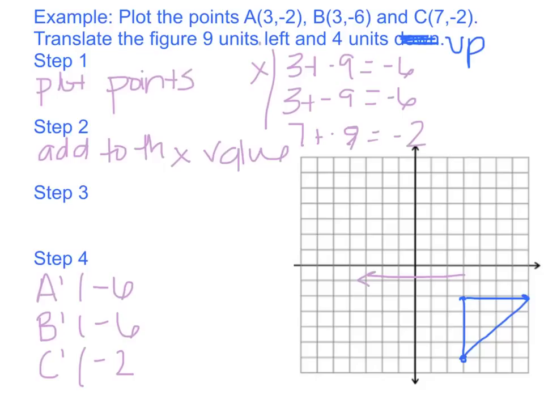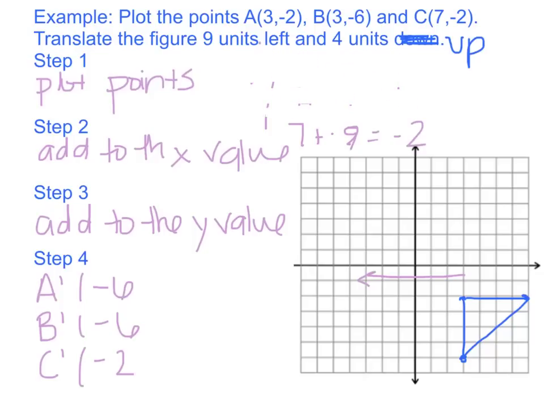And then we're going to do the same thing for step 3. Add to the y value. So I'm going to go ahead and erase these x values so we can do it again with our y. And if we are going up 4, that means it's a positive number because we're going to the positive side. So we're going to add 4.